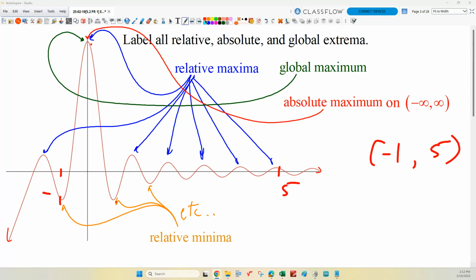Yep, question. So I missed it, but is the difference between the maximum and the global is the entire graph, and the absolute has to be given x? Yeah, right. So absolute means we're going to specify some interval. Global means in the entire universe of values that could work. Relative is just any peak or valley. Relative maximum would be any peak. Relative minimum would be any valley.